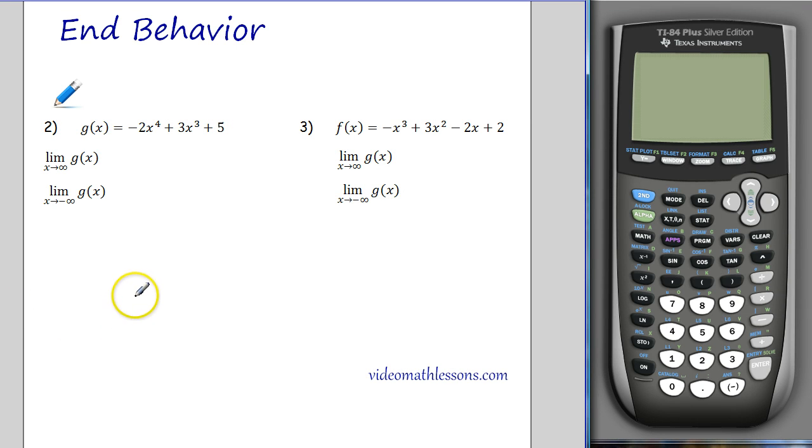So here's two problems, g of x and f of x. Now, on the worksheet, I don't think you have the limits written for all of them. So you're going to put the limits on each one of these. I just did it to save time.